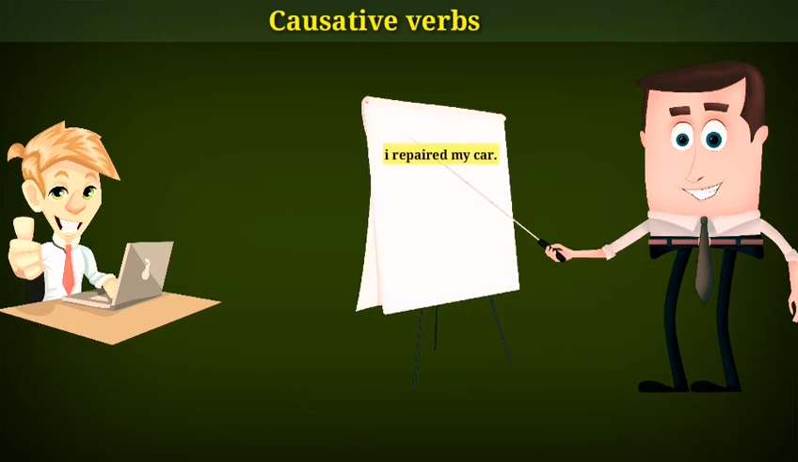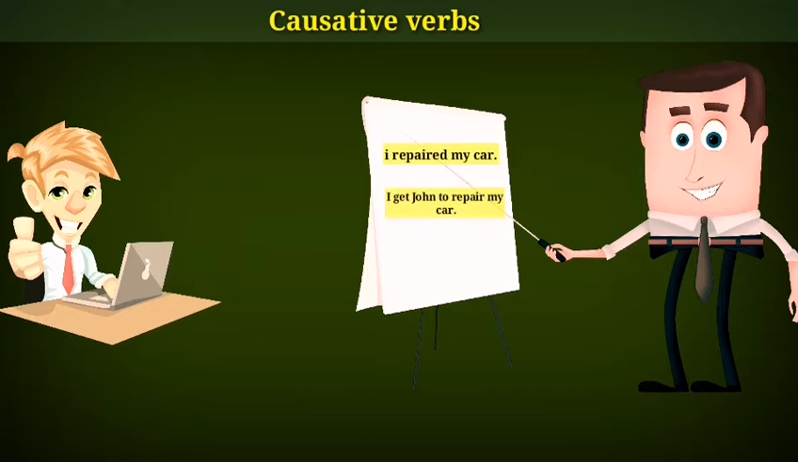I repaired my car. I get John to repair my car. What is the difference between these two sentences? The difference is when you say I repaired my car, it means you are a mechanic and you have repaired your car by yourself. But when you say I get John to repair my car, it means you went to a workshop and paid the mechanic and he repaired your car for you. So the second sentence is a causative manner.